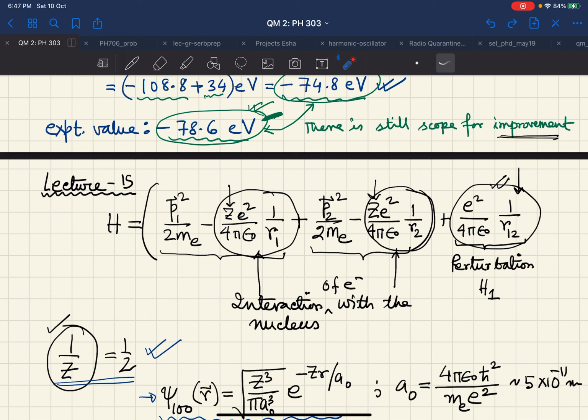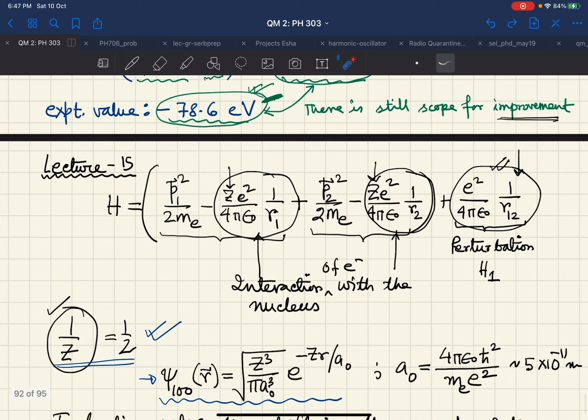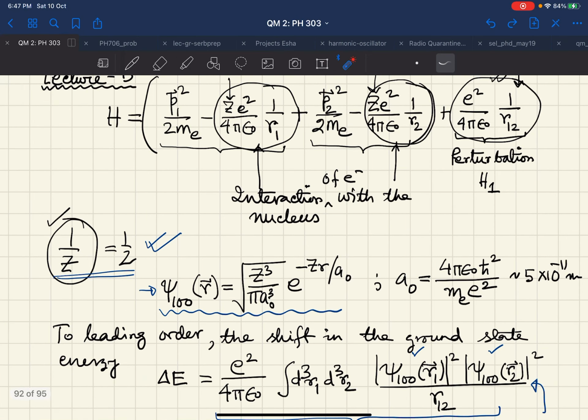So let us proceed to calculate, and now we place each electron in the usual hydrogenic ground state. That means psi 100. I know the expression of psi 100 in the hydrogenic ground state is just square root of Z cube by pi a0 cube, e to the minus Zr by a naught, where a naught of course is the Bohr radius, which is given by this. Therefore, to leading order, we have to calculate the shift in the ground state energy using this state.